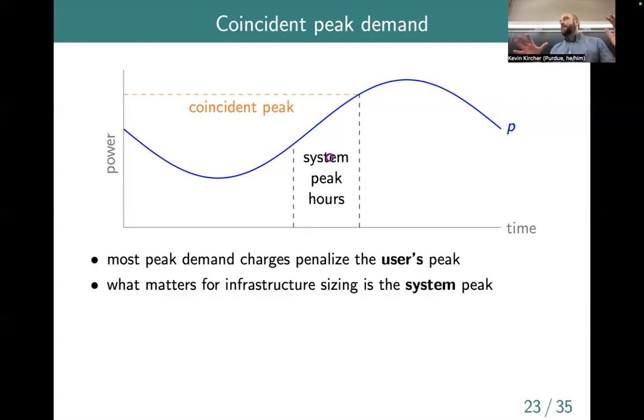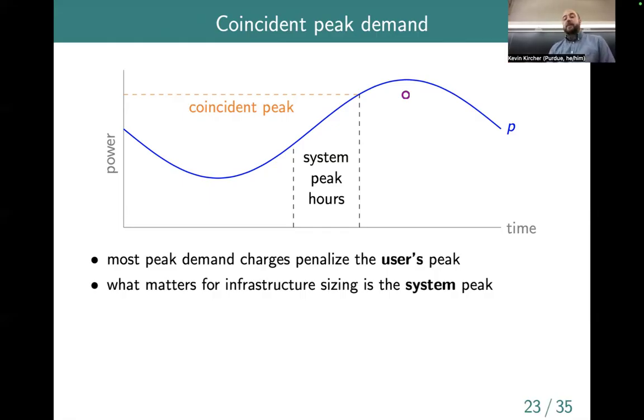And so there, they care about the peak coming not only from your building, but from 100 or 1,000 other buildings loading that one piece of infrastructure. So they might say, we know the peak times overall for the community are in this period, the system peak. And we're not going to penalize your overall peak if it's outside of those hours, where the infrastructure is fine.